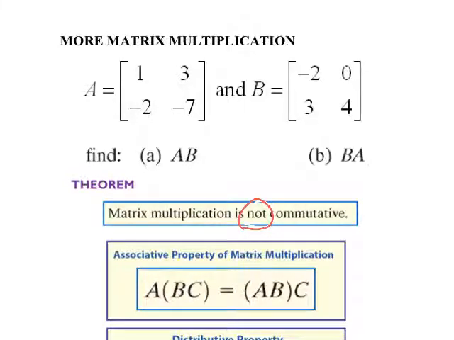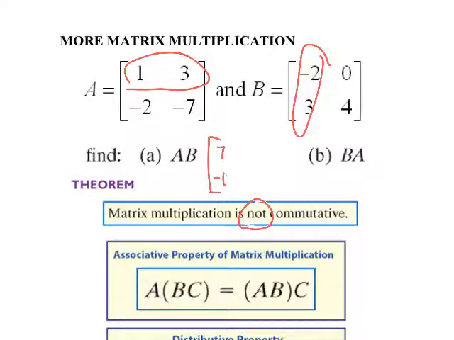You can start with doing A times B. So remember, rows times columns. And when you do that, you're going to end up with, so I'll have you pause it and try it on your own, 7, -17, 12, and -28.